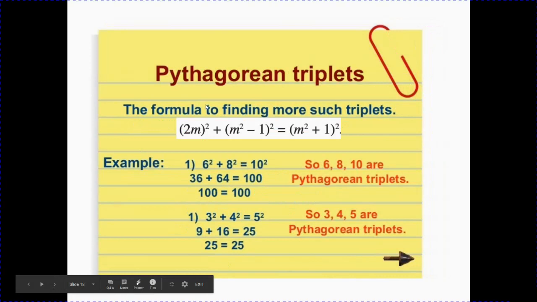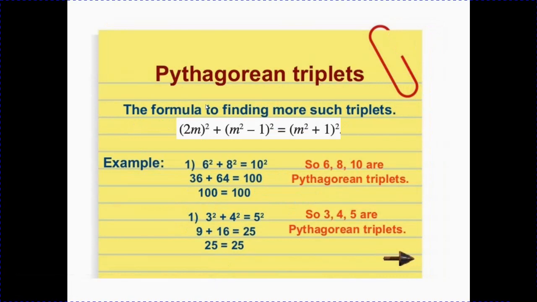Pythagorean triplets. Have you heard about Pythagorean triplets? I guess you have learned Pythagorean theorem in the last class, which is grade 7. Now we're going to see Pythagorean triplets and square roots. So let's see an example. If we have 6 to the power of 2 and 8 to the power of 2, now we're going to find the Pythagorean triplets of them. So this is 10 to the power of 2. This is your example.